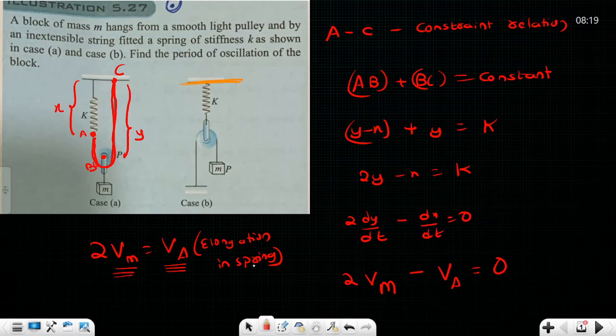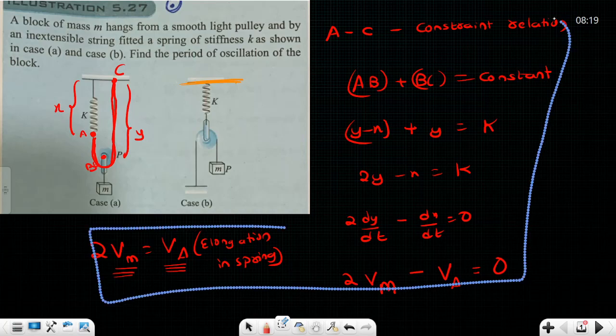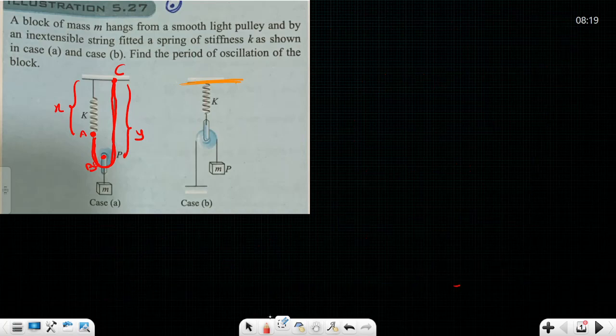This should be very clear for you. This is how in the first problem we got that if mass moves down by x actually, then the spring will elongate by 2x. This is the proof for that. Now going to B bit. In B bit also we can apply constraint motion to know what is happening.